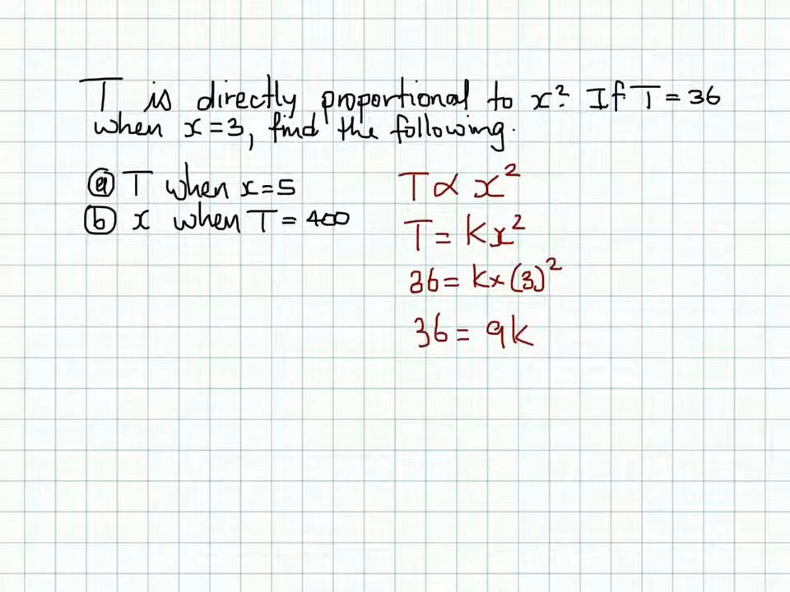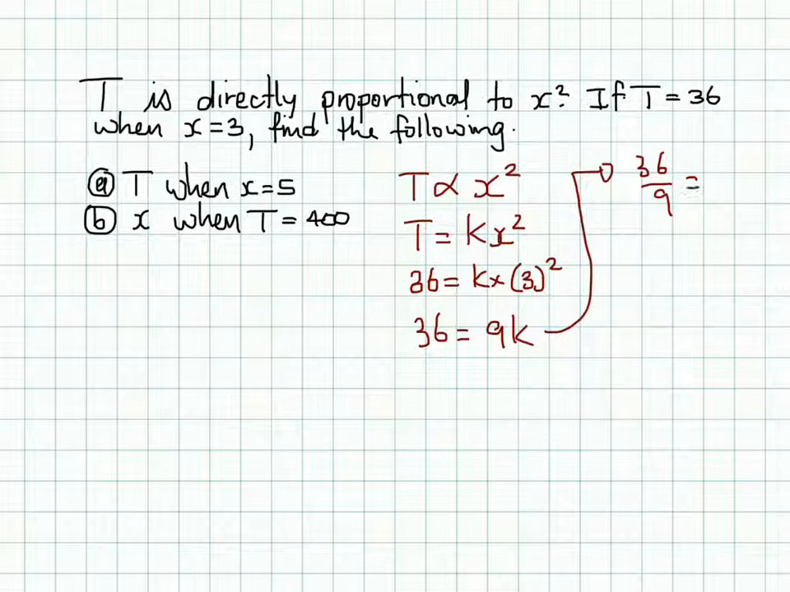I will carry on my calculations up here. So to get rid of this 9, I need to divide by 9. So 36 divided by 9 is k. So that tells me that k is going to be 4.